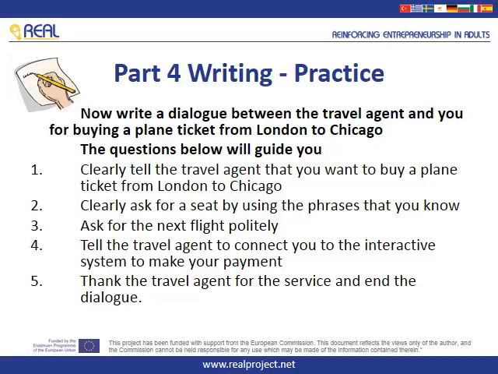Now, we move to the writing part, where you will practice how to write a dialogue between the travel agent and you for buying a plane ticket from London to Chicago. In the reading part, you read Professor Ted Rogers' email to Anna Radina. In the listening part, you learned some useful vocabulary for asking for a seat, the next flight, and making the payment. Now it's your turn.